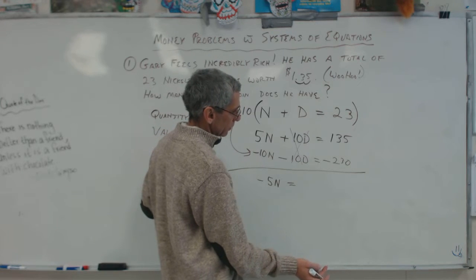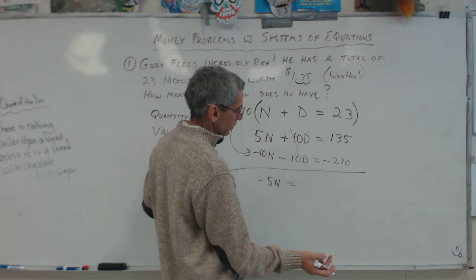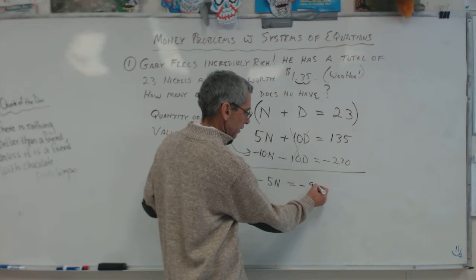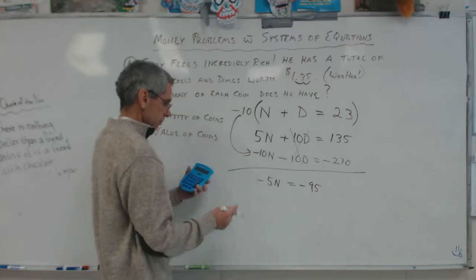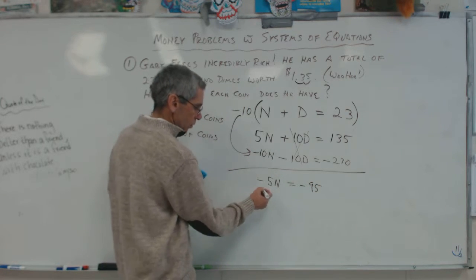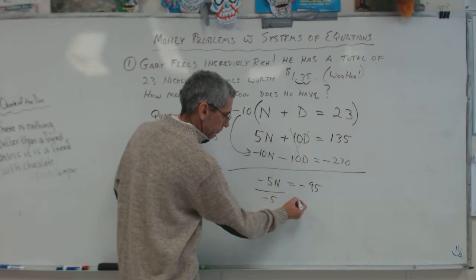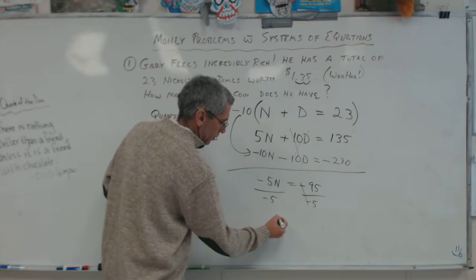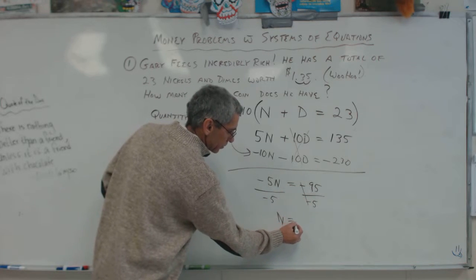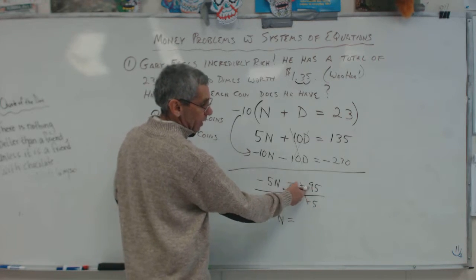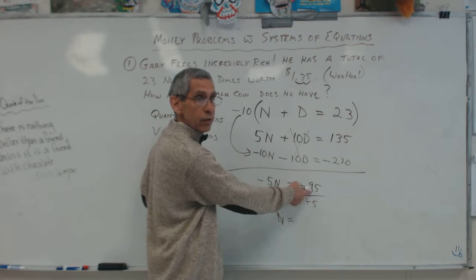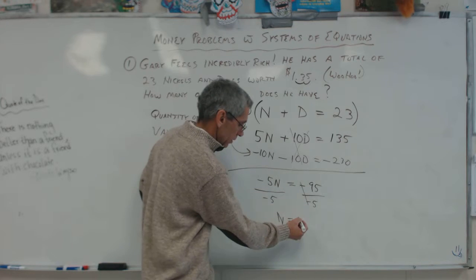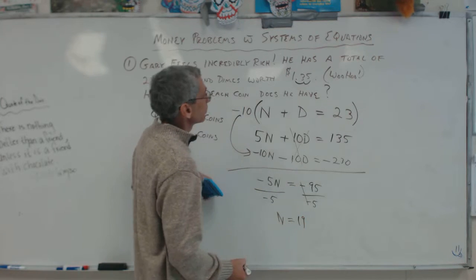95, right? 100. Gary, you have a calculator. Use it. 230 minus 190 is negative 95? Yeah. So now I'm going to divide by -5. I know the negatives cross out, so the number of nickels is going to be... I know what 100 divided by 5 is: 20. So 95 would be 19. So it'd be 19 nickels.